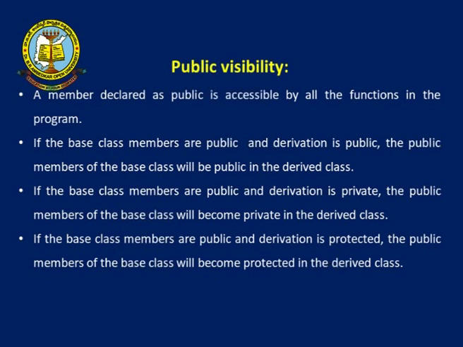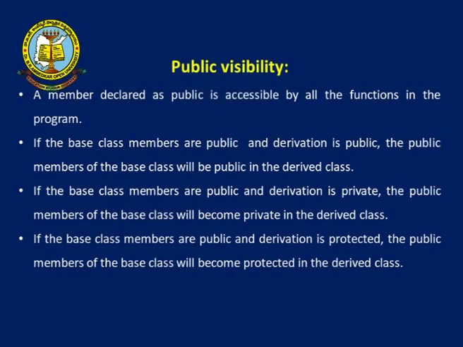And if the base class members are public and the derivation is private, then the public members of the base class will become the private members in the derived class, because it is a private derivation. Once they are inherited into the derived class, they will become the private members. That is the second case.